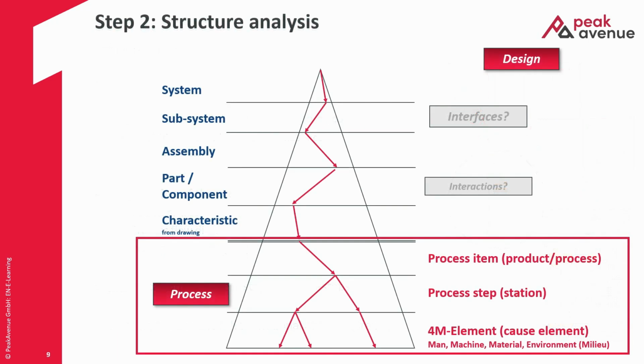In the structural analysis, the process is normally broken down over 3 levels. From the process item, which can be an overall process or a product, via the process steps or stations, to the 4M elements, or also named as cause elements, as the lowest level of the PFMEA structure.